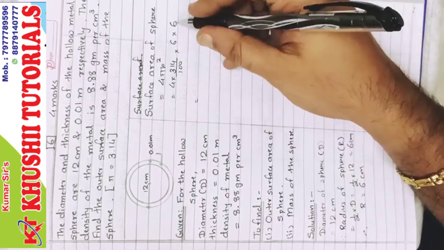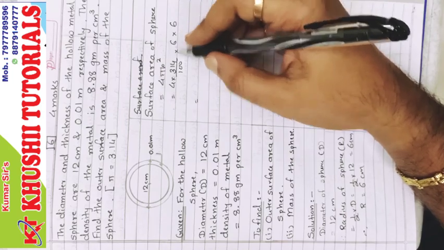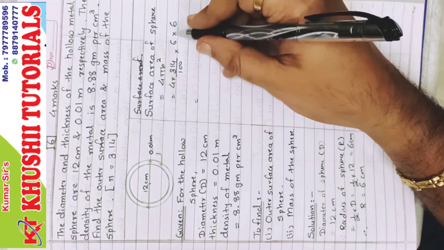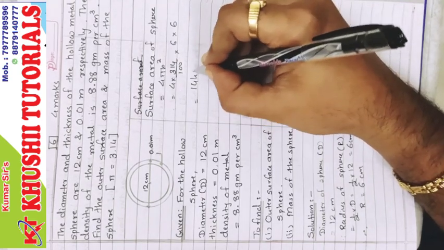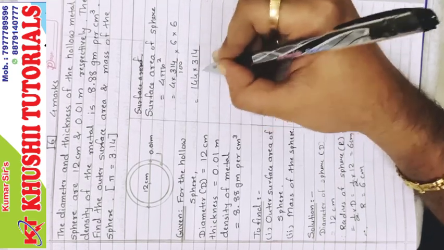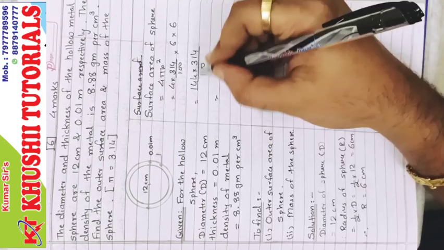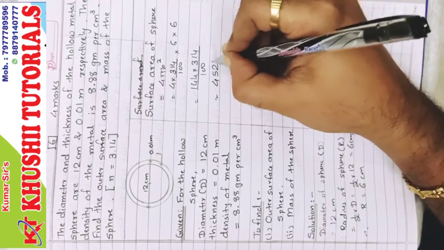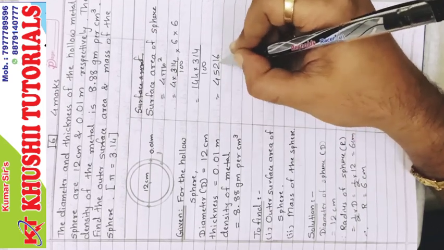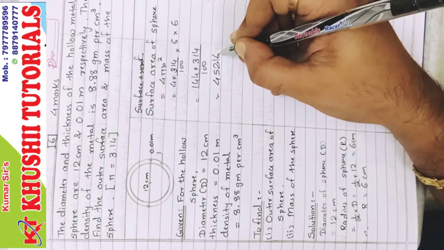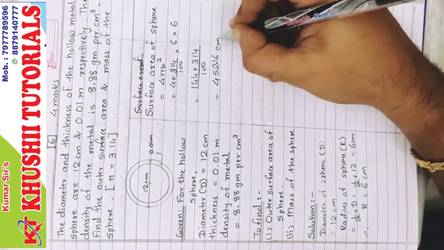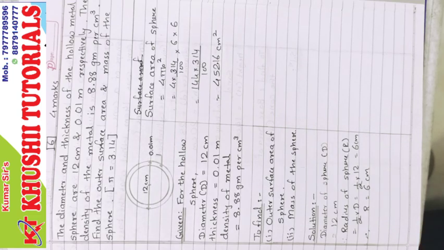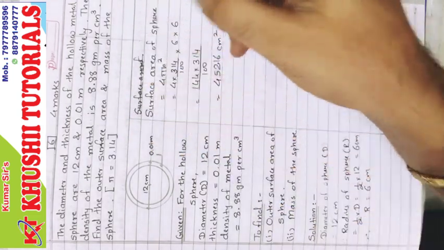So 6 6s are 36, and 36 4s are 36 double is 72, and 72 double 144. So 36 4s are 144 into 314 upon 100. Now the multiplication of these two is 45216 upon 100. So after two numbers, the decimal point will come. So 452.16 centimeter square. We got one answer.